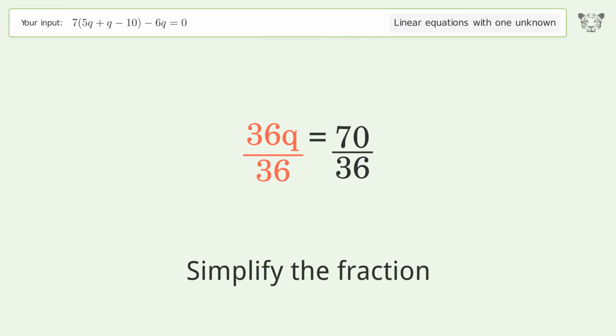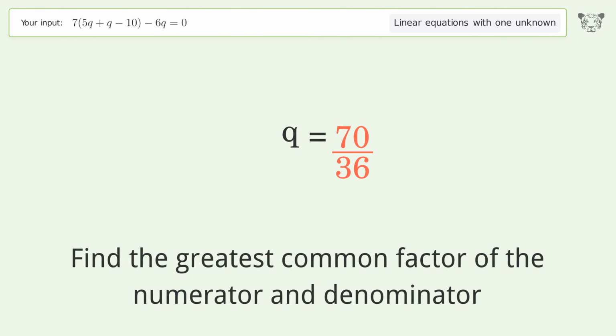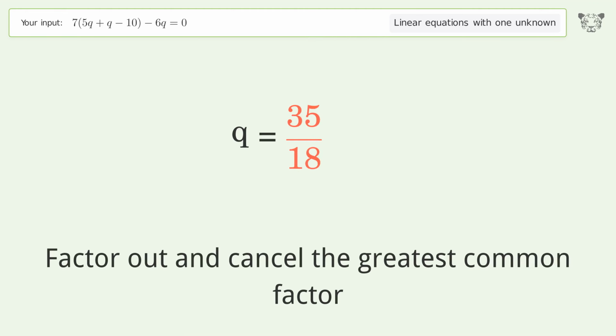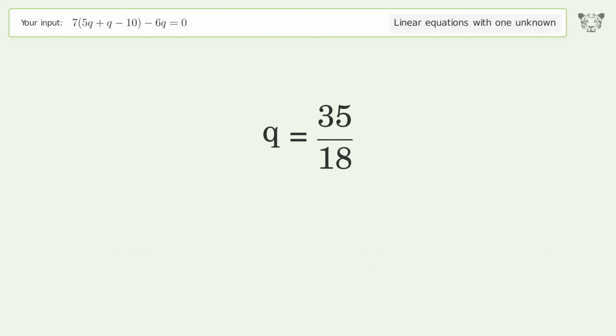Simplify the fraction. Find the greatest common factor of the numerator and denominator. Factor out and cancel the greatest common factor. And so the final result is q equals 35/18.